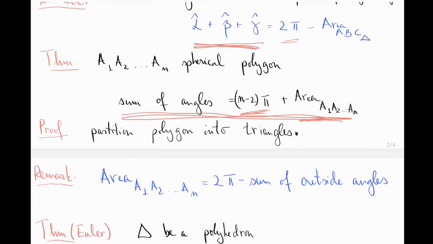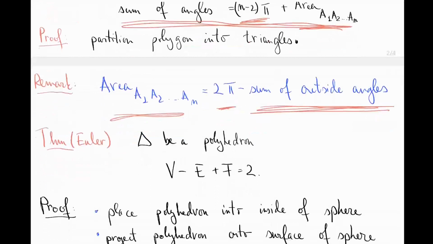So I will write that here in this form. So you can express the area of the spherical polygon as 2 pi minus the sum of all the outside angles. Okay, good. So now that you understand this, you will be surprised to know that we are ready to prove Euler's theorem, right? So let delta be our polyhedron, as complicated as they get. And then number of vertices minus number of edges plus number of faces should be equal to 2.